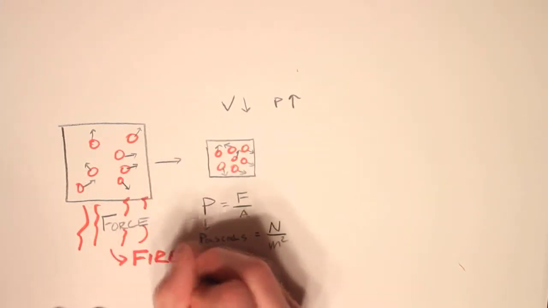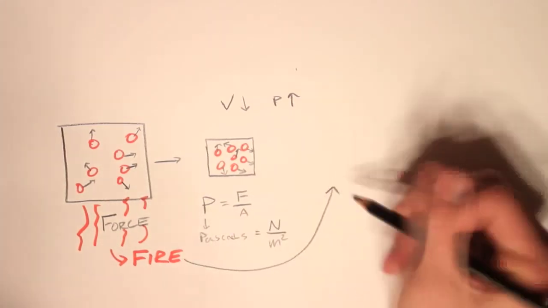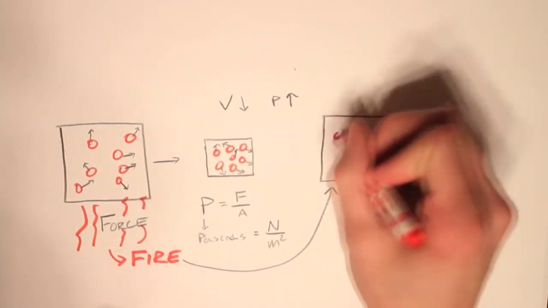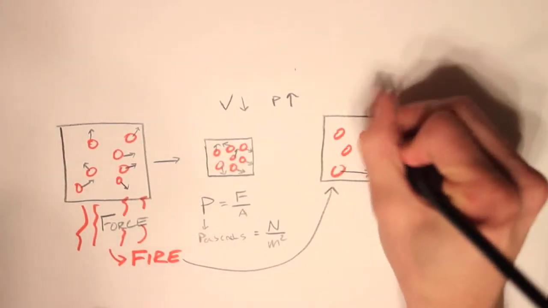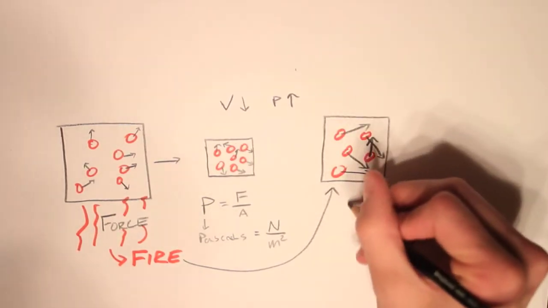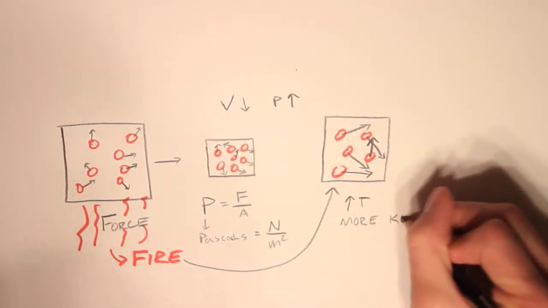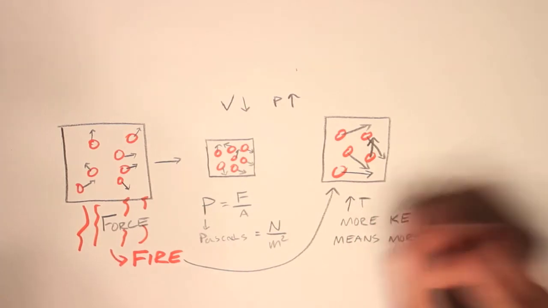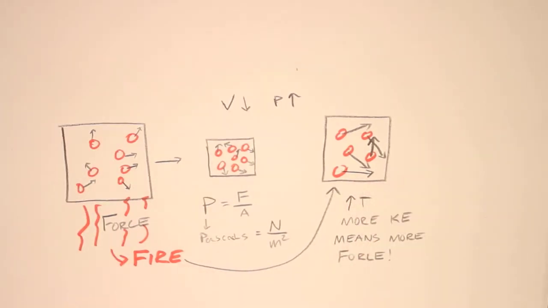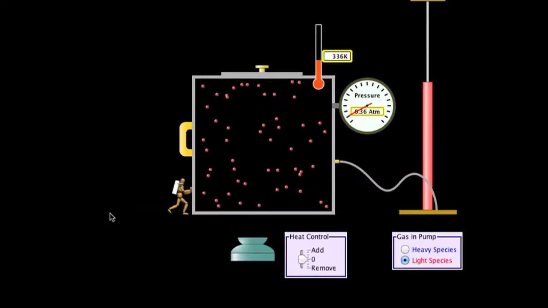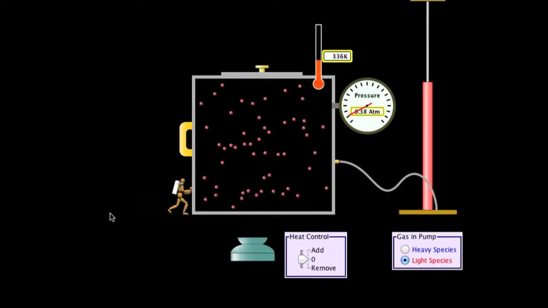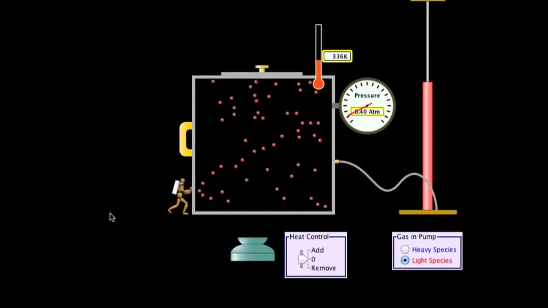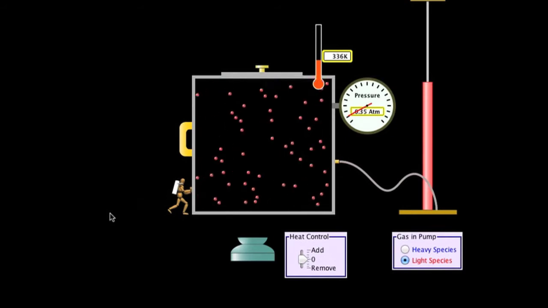Also, if I add heat to a container, I'm going to also increase the pressure, because we saw that kinetic energy was dependent upon temperature. If I increase the temperature, I increase the kinetic energy, therefore experiencing more force. Kind of like what you see here. My pressure is holding pretty steady right now. I have a solid container and the particles are bouncing off the walls.